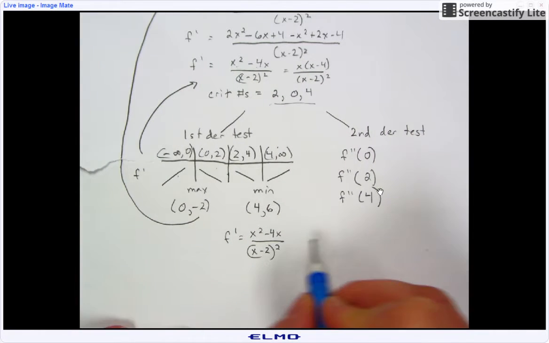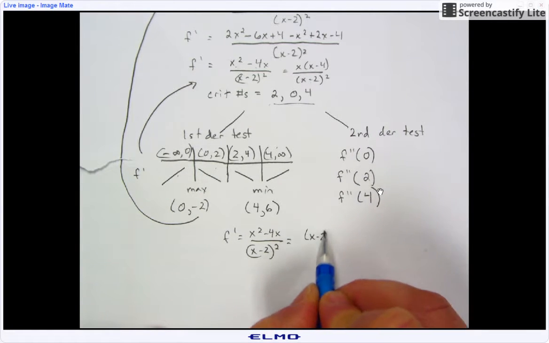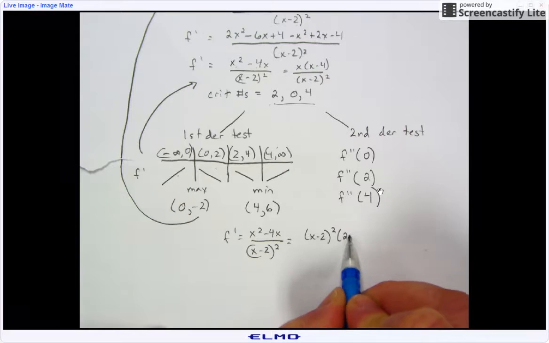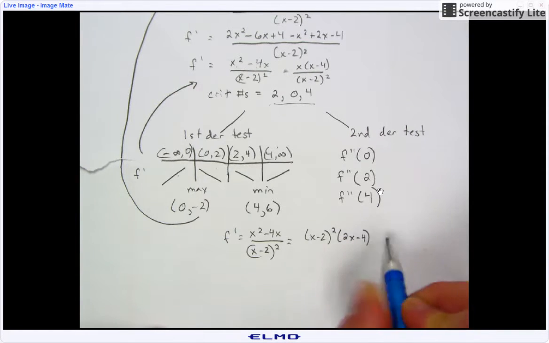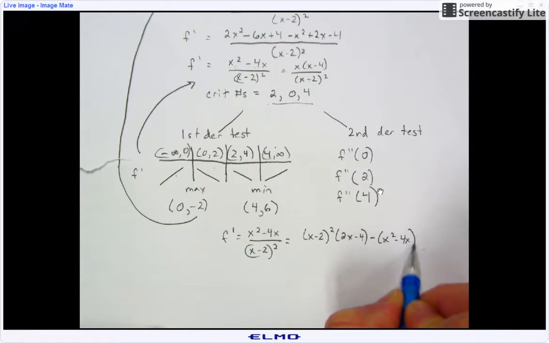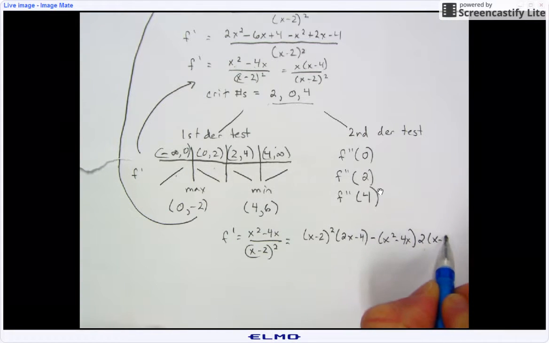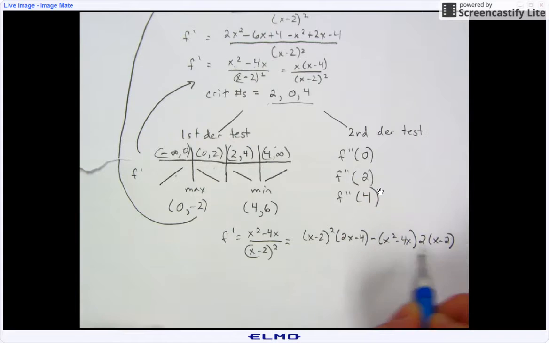And I'm going to do the quotient rule again. So v u prime minus u v prime all over v squared.